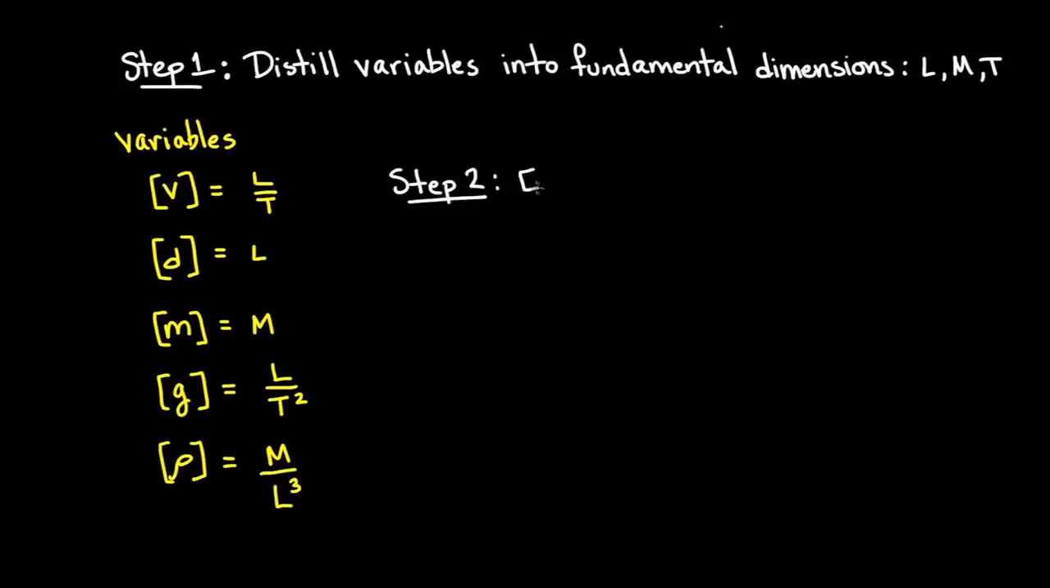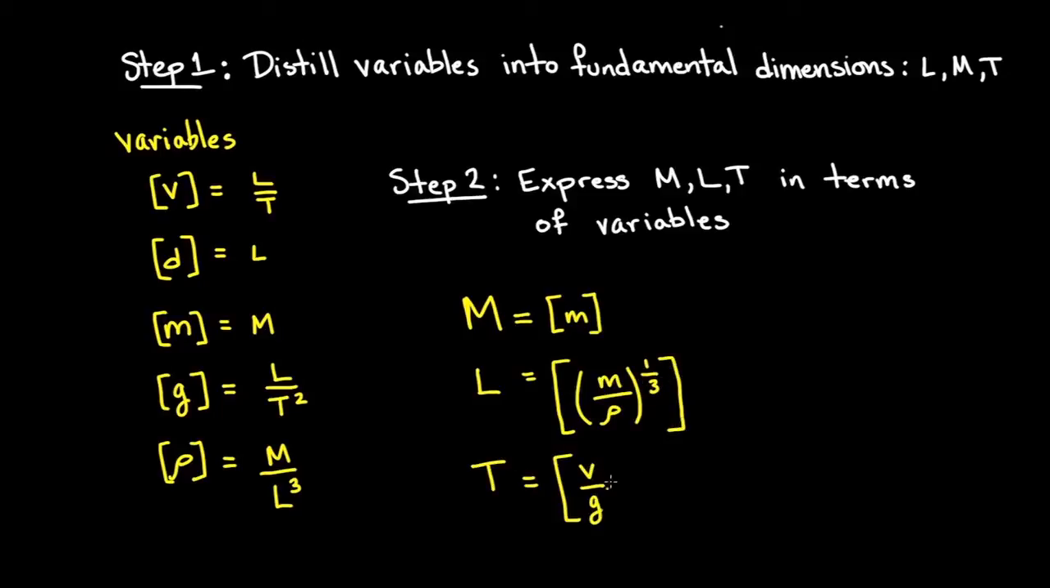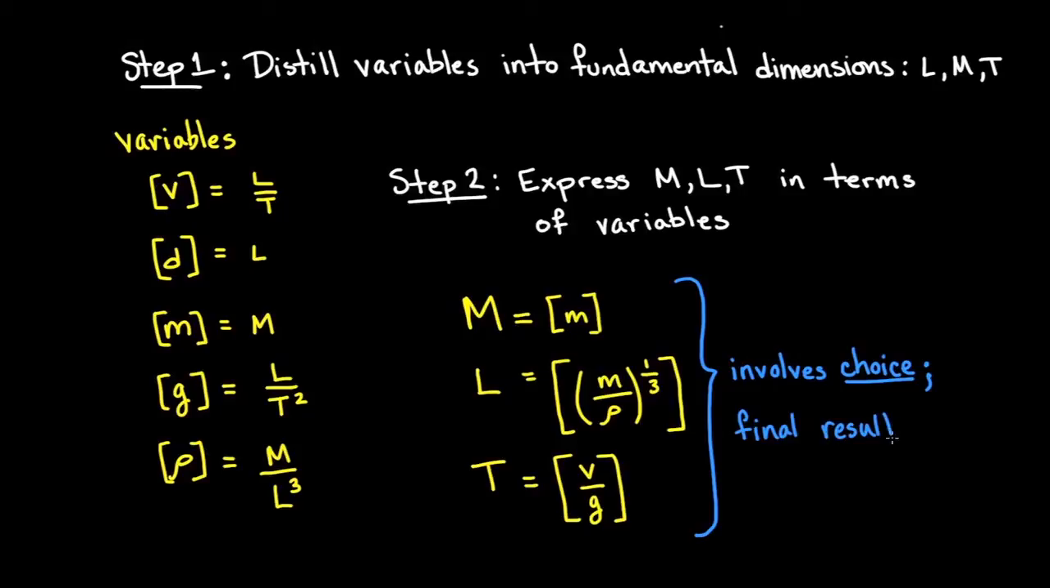The second step is to express the fundamental dimensions of mass, length, and time in terms of our variables. We can write M as little m. We can write L as mass divided by density to the 1/3 power. We can write T as velocity divided by gravity. We had many choices as to how to write these fundamental dimensions in terms of our variables. In the end, it doesn't matter which expressions you choose.